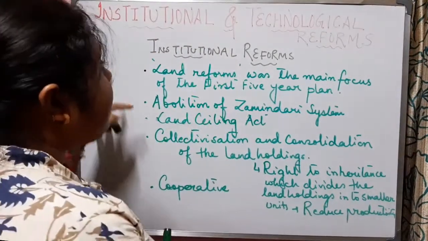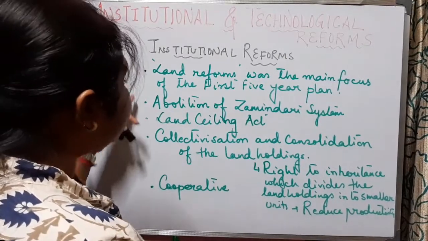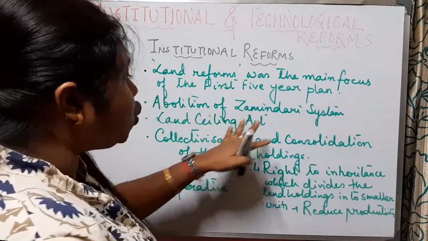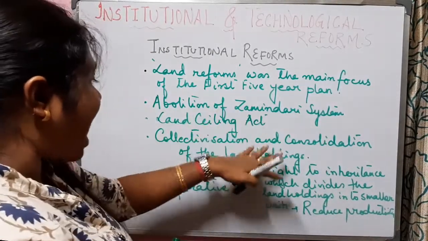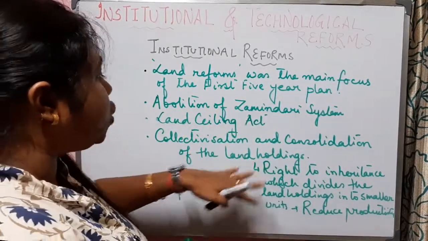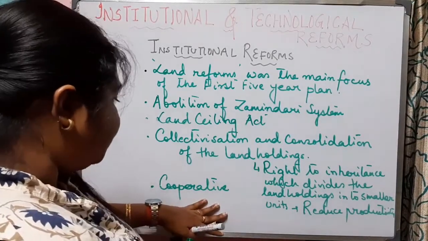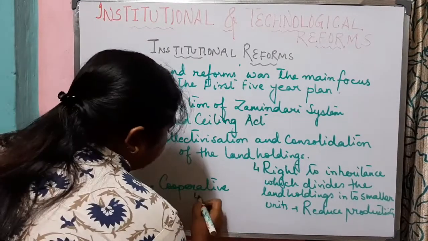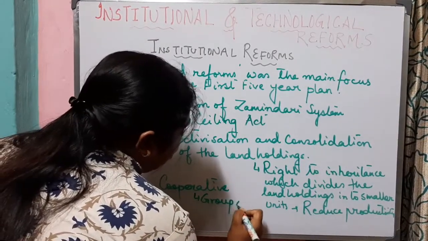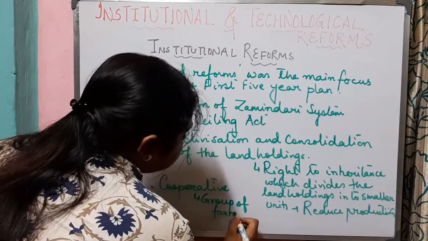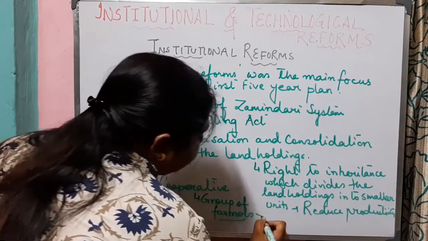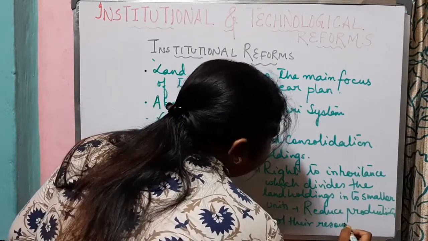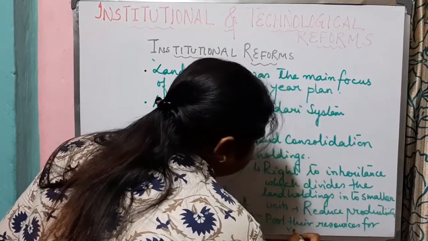So these were the institutional reforms that were introduced by the Government of India under the land reform, that is abolition of zamindari system, Land Ceiling Act, collectivization and consolidation of the land holdings, and the cooperatives. Now, what do you mean by cooperative? Cooperative is referred to as a group of farmers. Here, the farmers pool their resources for various activities.